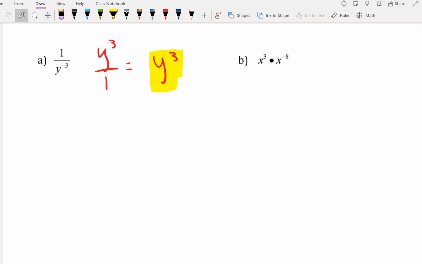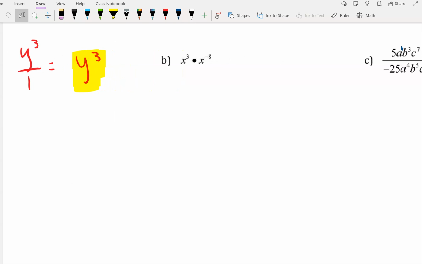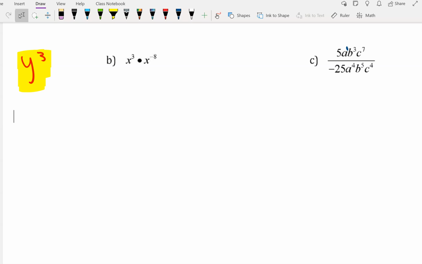This is the answer for letter A. To get rid of the negative exponent, we flipped the y to the third from the bottom up to the top. Now work on the next 2 and then unpause the video.